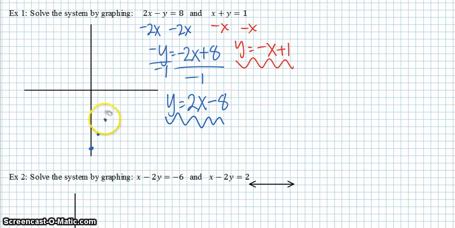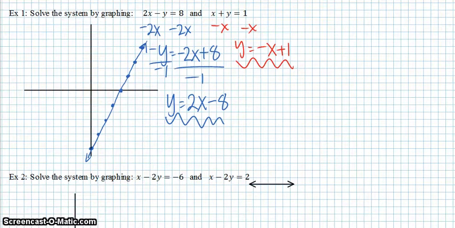Rise 2 over 1, rise 2 over 1, rise 2 over 1, and so on. Okay, so I'm going to want to be as accurate as possible with my line, with my points, because I need to see where they cross, and I need to know that exact point.